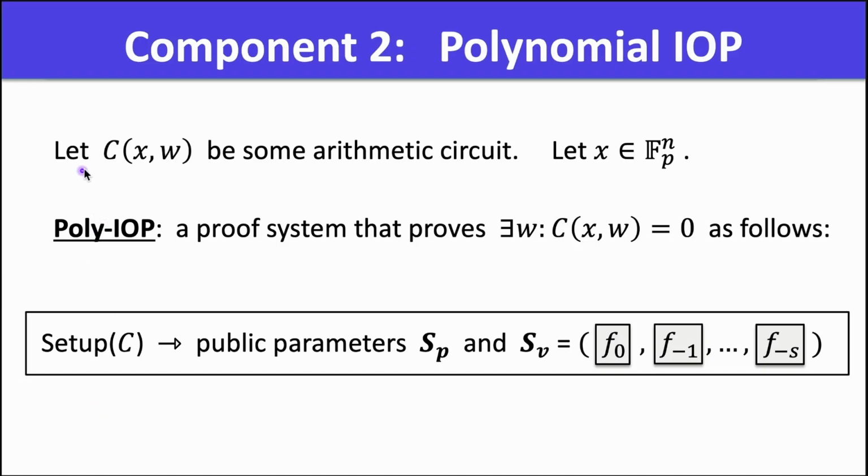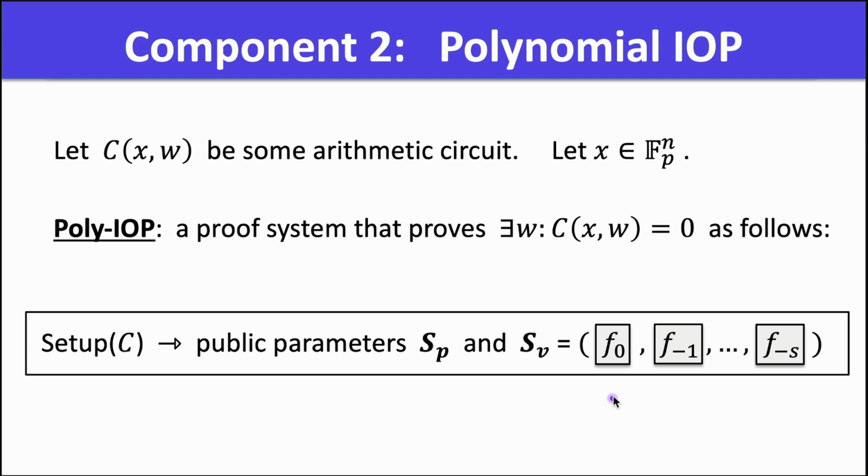So again, we're going to fix our computing model to be arithmetic circuits that have addition and multiplication gates mod p, and that take a statement and a witness as input. And let's look at a particular statement x. So a polynomial IOP is basically a proof system to prove that the prover knows W such that C(X,W) is equal to 0, but the proof works in a very specific way. And so the first step of the proof system is again to pre-process the circuit C. So we have our setup algorithm that will pre-process the circuit C and output parameters for the prover. It's also going to output parameters for the verifier, but the parameters for the verifier is a bunch of polynomials.